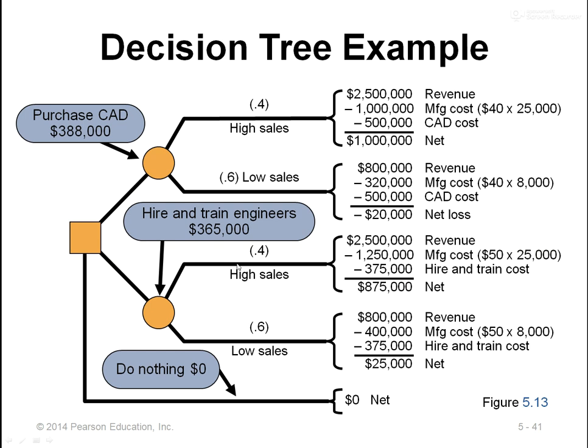We do the same for the engineers. Then for the purchase of the CAD, the expected value is 388,000. For training engineers, we multiply 875,000 times 40%, or 0.4, plus 25,000 times 0.6, which is $365,000. Then between the three results, we eliminate the ones that are lower. We maximize the profits if we purchase the CAD equipment. Then the decision here is, in order to design this product, we are going to purchase the CAD equipment, and we are not going to hire and train engineers. This is the explanation of the decision tree.